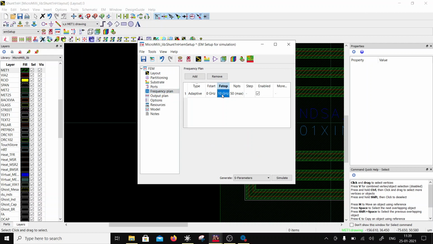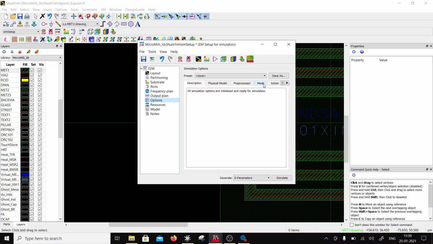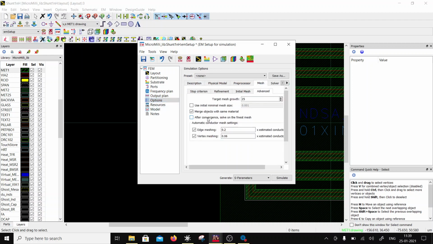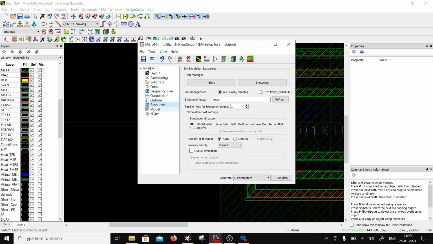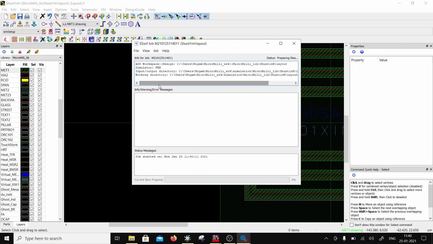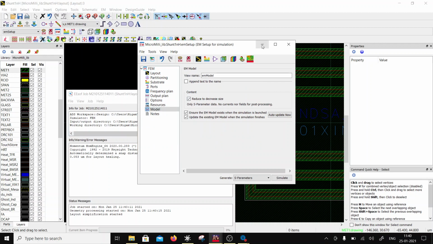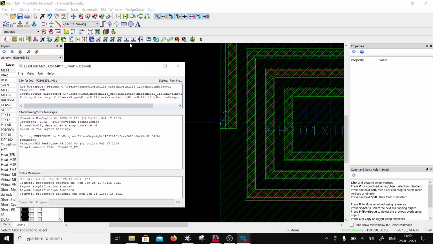I am going to simulate from 0 to, let's say, 48 gigahertz, adaptive. Next I want to make sure that all the frequencies are saved. According to meshing, I'm going to say use the finest mesh after you're done with convergence. Save the model, and then hit simulate. Now one more thing I want to make clear while it simulates.